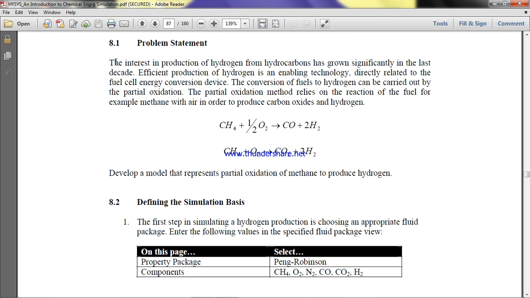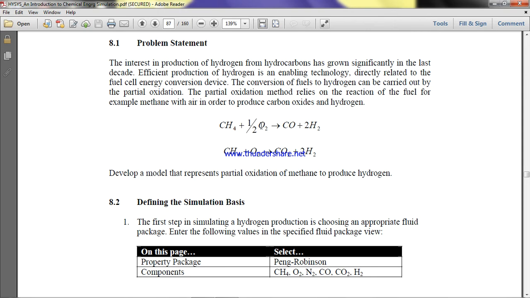So the question says the interest in production of hydrogen from hydrocarbons has grown significantly in the last decade. Efficient production of hydrogen is an enabling technology directly related to the fuel cell energy conversion device. The conversion of fuels to energy can be carried out by the partial oxidation. The partial oxidation method relies on the reaction of the fuel, for example, methane with air, in order to produce carbon oxides and hydrogen. So we have two reactions here.